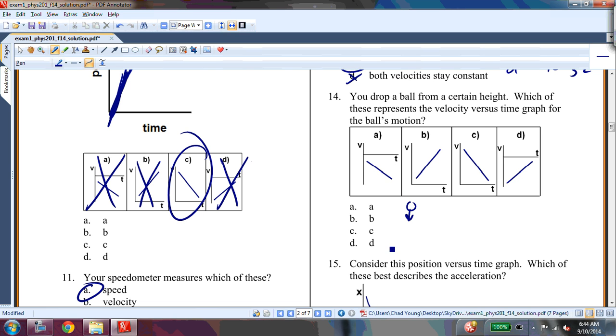You drop a ball from a certain height. So drop the ball. It initially has 0 velocity, and in the end, it has a velocity that's big and negative. All right, so because it has 0 velocity initially, that gets rid of this one and this one. And because the velocity at the end is negative and big, that tells us that A is the right answer.